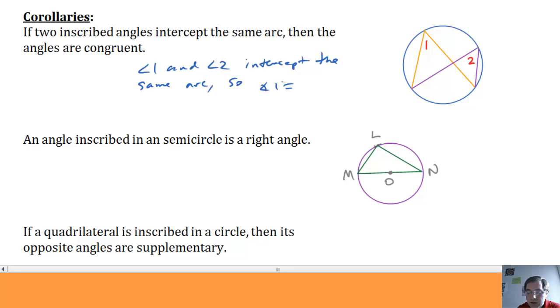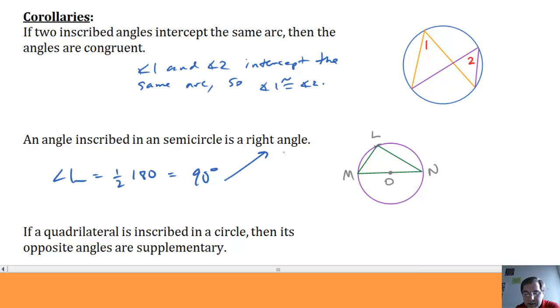The second corollary says an angle inscribed in a semicircle is a right angle. An angle inscribed in a semicircle is a right angle, which makes sense because if it's inscribed in a semicircle, then it's equal to half of the measure of that semicircle. So angle L is going to be half of 180 degrees. Half of 180 degrees is 90 degrees. So it's a right angle. So that makes sense. An angle inscribed in a semicircle must be a right angle. Angle L must be a right angle.